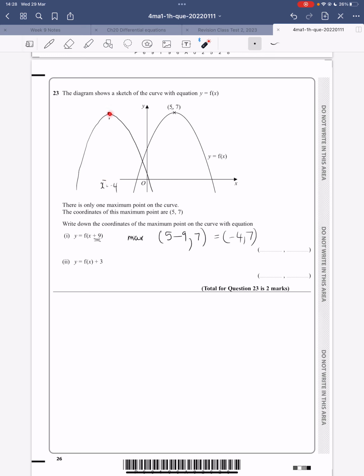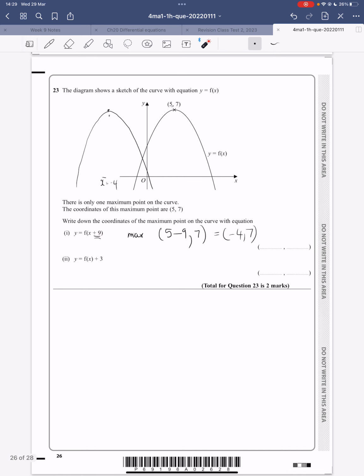So at minus 4, because we've got to add 9 to it, what's going on at plus 5 happens at x is minus 4. That's the maximum there. Minus 4, 7. So if there was a minus inside there, you'd put an add there.